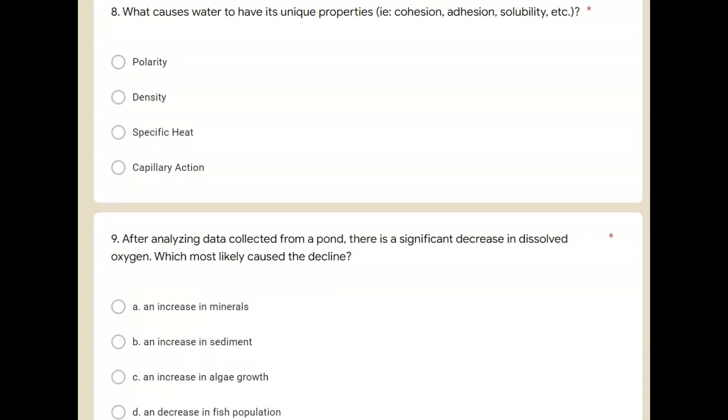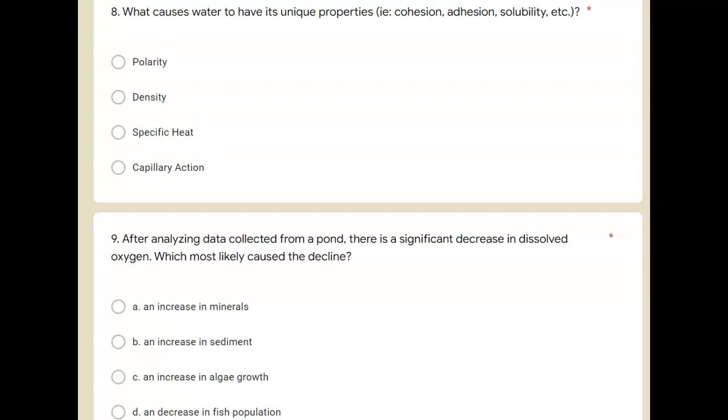Number 8. What causes water to have its unique properties, for instance, cohesion, adhesion, solubility, etc.? Polarity, density, specific heat, or capillary action.